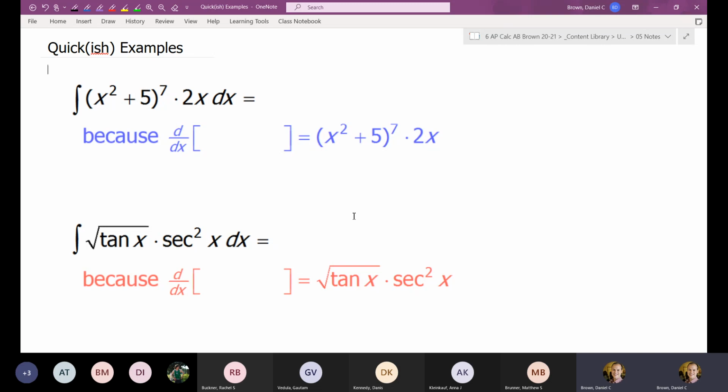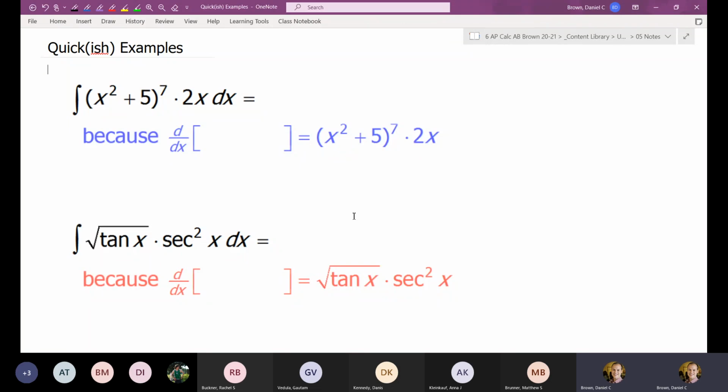We know that when we find an integral, we're looking for an antiderivative. So an easy way to think about it, like what I have typed in blue, is to think about it in reverse. The derivative of something is equal to (x squared plus 5) to the 7th times 2x. That something would be your antiderivative and your answer to the integral.